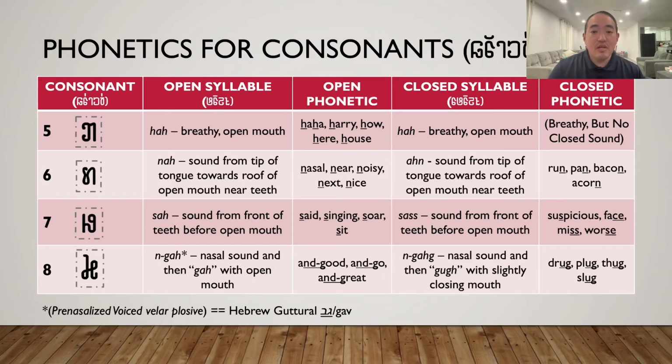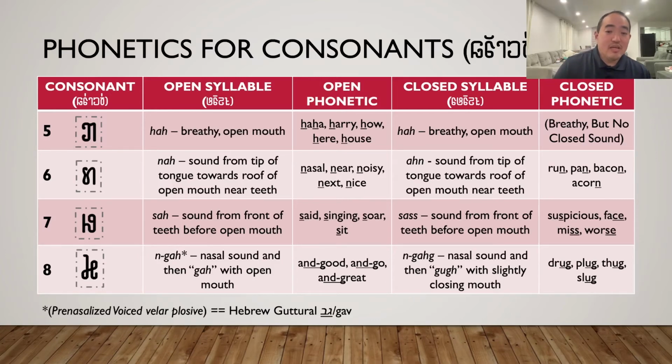Now the closed syllable is pronounced an, right? Na-an. The sound is produced from the tip of the tongue towards the roof of the mouth near the teeth. So how it's produced in the open syllable is very close to the closed syllable. You'll hear this closed sound in the letter N in the word run, or pan, or bacon, or acorn. That's pretty straightforward. It's very close to the English sound, okay?